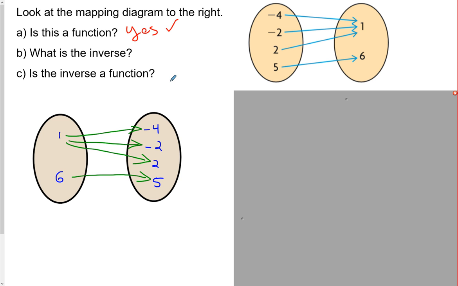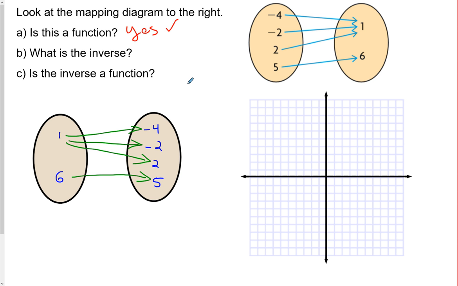So is the inverse a function? I'd like you to tell me in the chat right now. And while you're typing in the chat, I'm going to reveal my graph and I'm going to start graphing these. So go ahead and tell me in the chat right now, is the inverse a function? Okay, I'm seeing everybody saying no, it's not a function because, for example, one of our input values could have 3 different output values. So no, it's not a function.